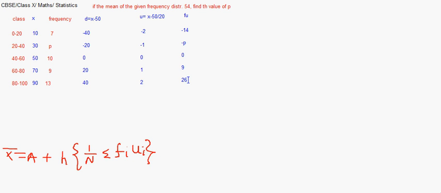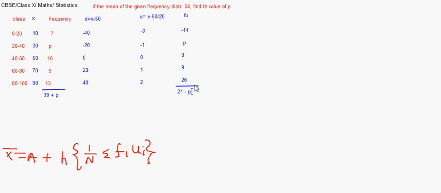We find the sum of this column here. We also have to find the sum of this column. So summation of frequency, I think is given. This is 20, 30, 39 plus p. 39 plus p. And what about this? I'm getting this as minus 12 minus 3, 21, or so. Yeah, it is 21 minus p.